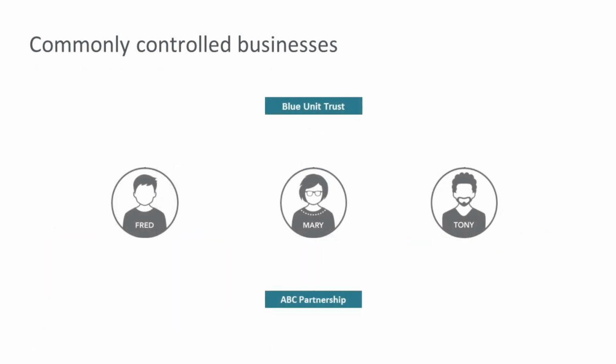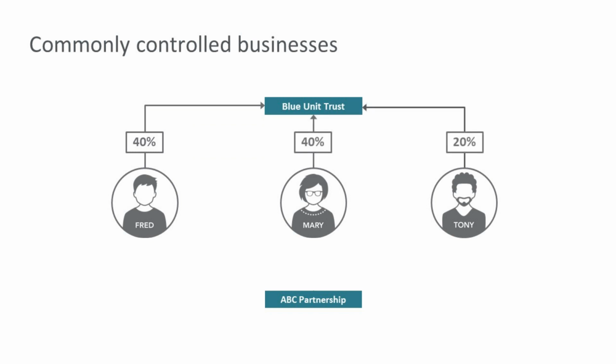Here's an example of common control. First, we have Blue Unit Trust with 3 unit holders: Fred with a 40% share, Mary with a 40% share, and Tony with a 20% share. Individually, none of them holds a controlling interest in Blue Unit Trust, as each has less than 50% interest. However, Fred and Mary together hold an 80% share in Blue Unit Trust, which constitutes a controlling interest.